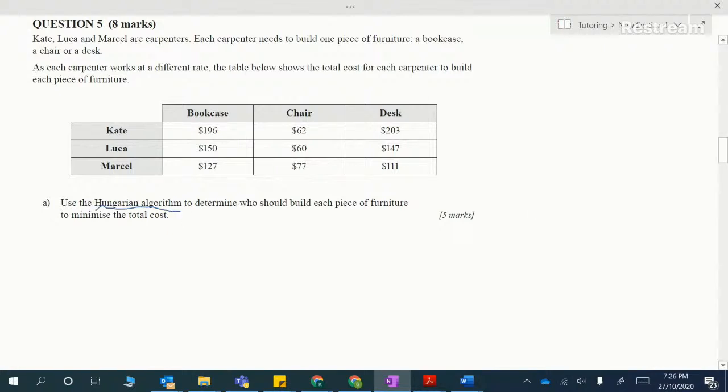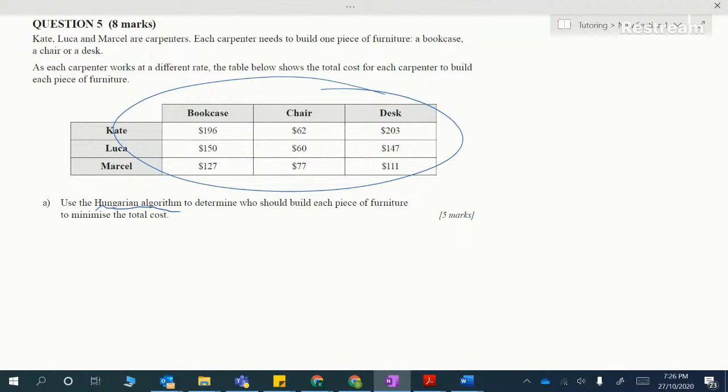Okay, so Hungarian algorithm is about allocating jobs to people in the most efficient way possible. We want to make sure that the job can be done as cheaply as possible, so that's what we're going to do. First thing I'm going to do is put the information that's in this table here into a matrix.